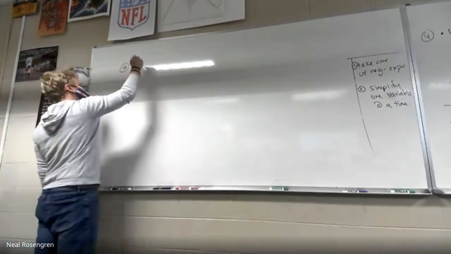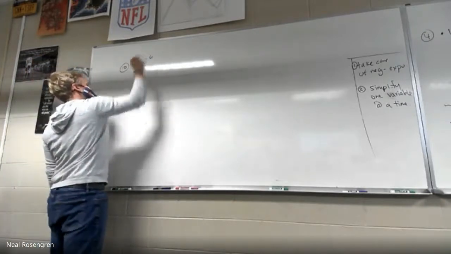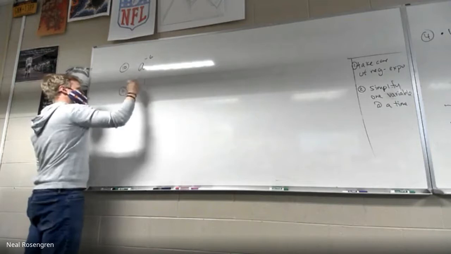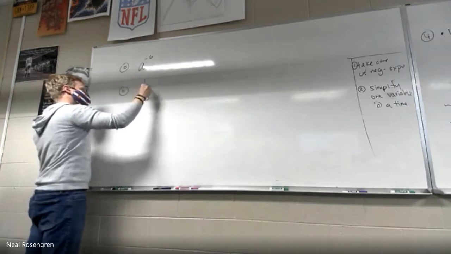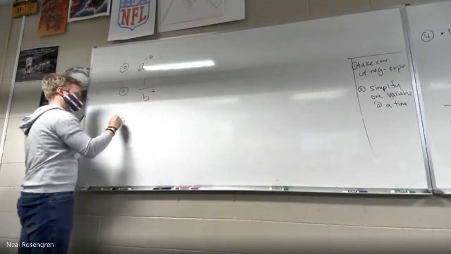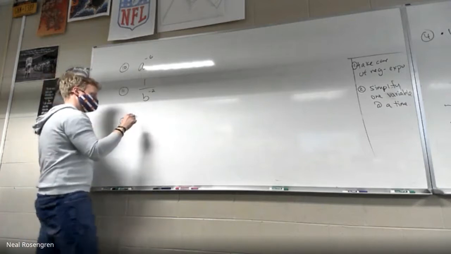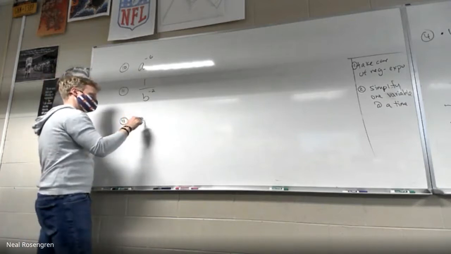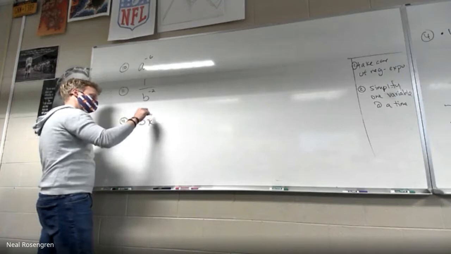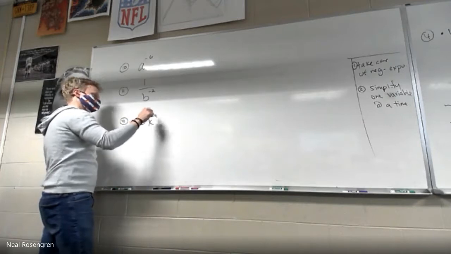Here we go. A to the negative 6. 1 over B to the negative 2nd. We'll challenge for you. 3x to the negative 1.